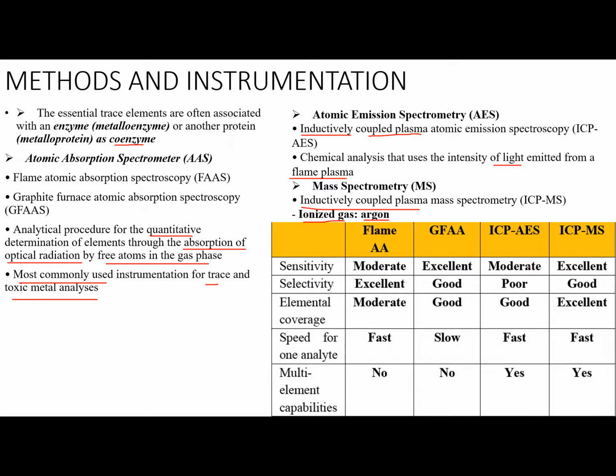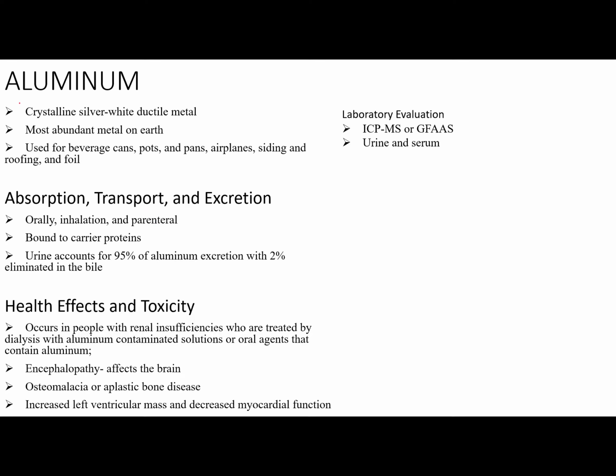Now, here's the summary, class, of the methodologies when it comes to sensitivity, selectivity, elemental coverage, speed for one analyte, and multi-element capabilities. Now, kindly memorize this table, class. They will come out in your quiz and even in the exam. Now, let's just discuss first the first topic, your aluminum, class.